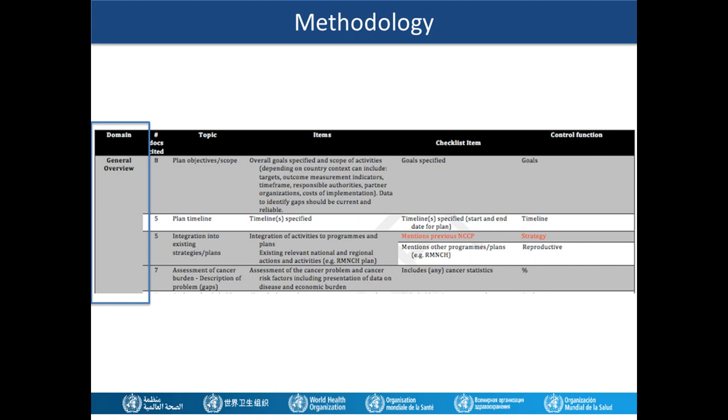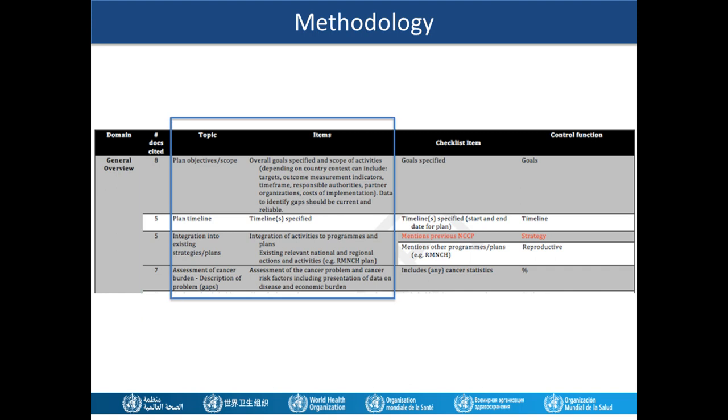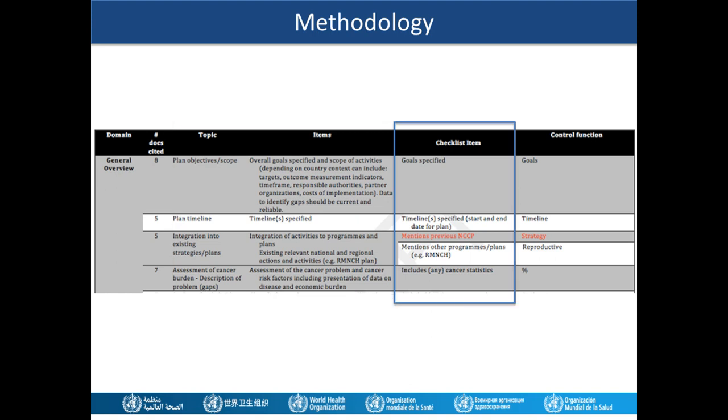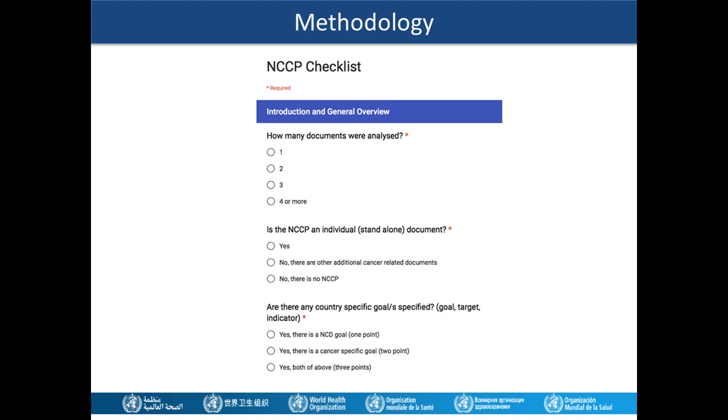And this is just a small element of one of the specific domains. This domain is the general overview. The first column you can see is the domain that we had described. The second column is the number of documents that cited this specific topic. The third and fourth are the topics and a description of the topic based on the best summary available from any of those 14 documents. The next is the checklist item, our way of categorizing it into 80 points so we didn't have too long of terms.